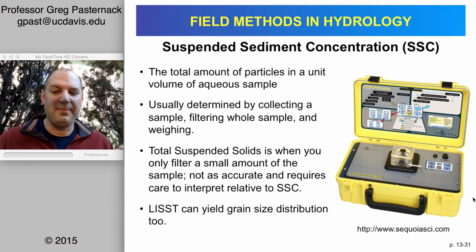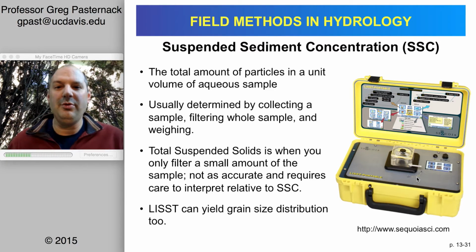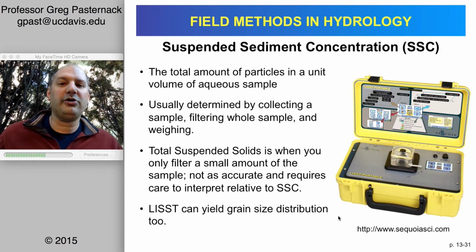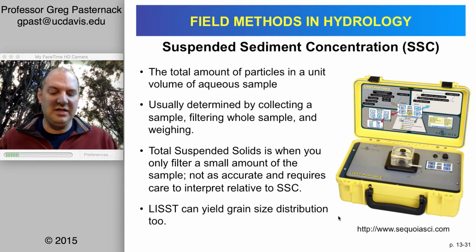On the right is a device by a company called Sequoia Scientific that can give you the suspended sediment concentration and the grain size distribution all in one shot. One version of it, you put in the river or lake. In this version I'm showing you here, you use a hollow tube, like a rubber tube, and you suck water in with a pump. It comes through the machine and then gets dumped out, so it can be continuously recording particle size distributions and suspended sediment concentrations.